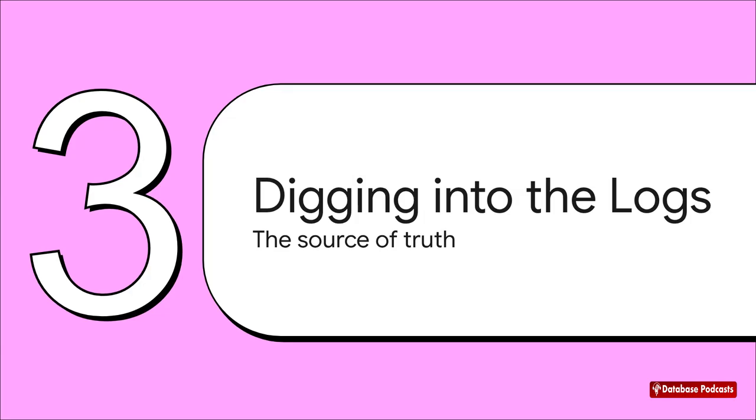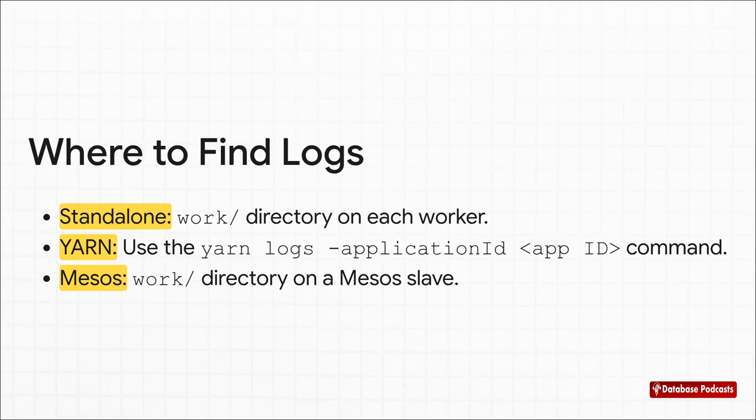Okay, but what happens when a job just dies? Or the UI shows you there's a problem, but it doesn't really tell you why it's happening? Well, that's when it's time to roll up our sleeves and head to the source of truth: the logs. These are just text files, but they contain all the juicy details, error messages, and warnings from your application. Now, finding the right log can sometimes feel like a bit of a scavenger hunt, not gonna lie.